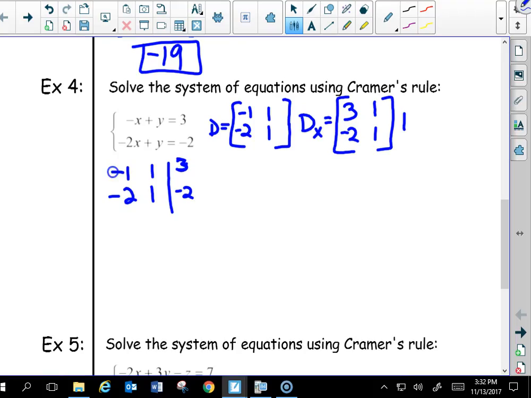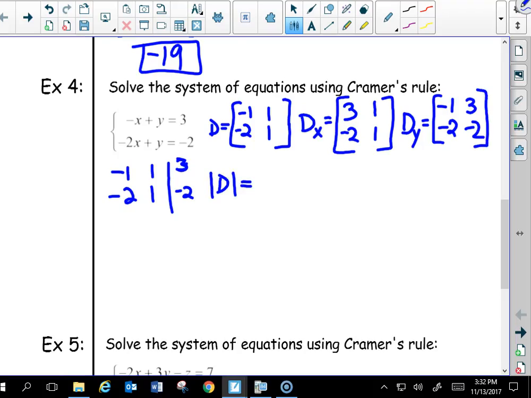And the other thing we do is we build the Y matrix. And it's the same idea. We're going to use the first column of the original matrix D, but in the column where the Y's go, we're going to put our answer matrix. Okay, so the reason we do this is we turn around and find the determinant of all 3 of these.